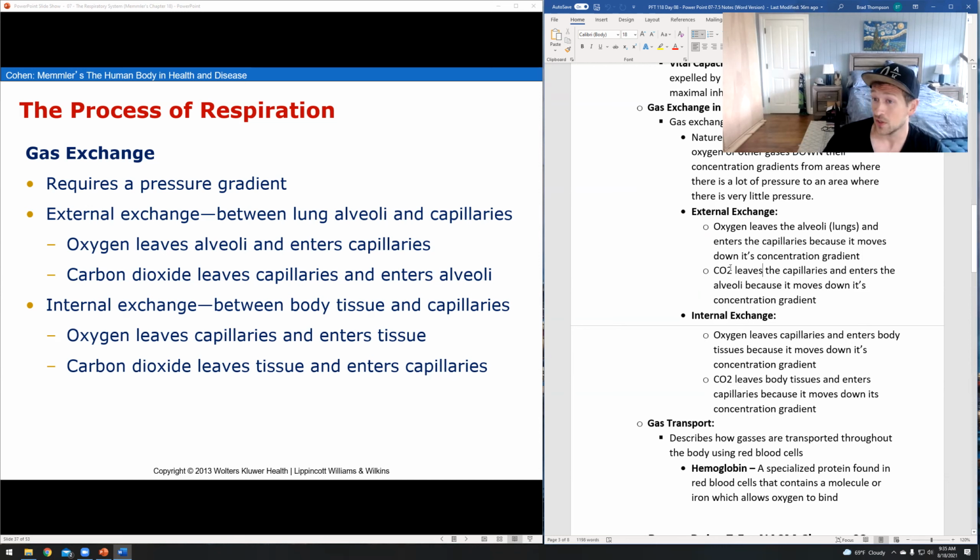And then meanwhile, CO2 does exactly the opposite. In your lungs, in the chamber, there's very little CO2 because you filled it mostly with oxygen. So the concentration of CO2 is really, really low.